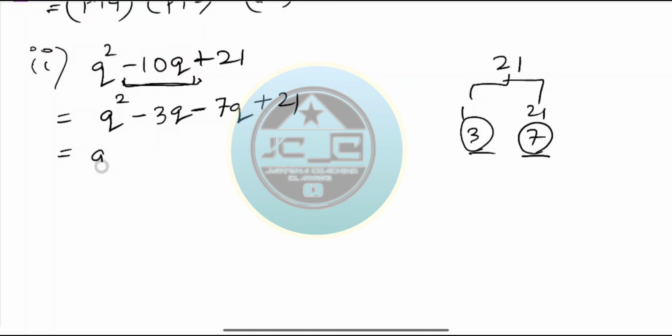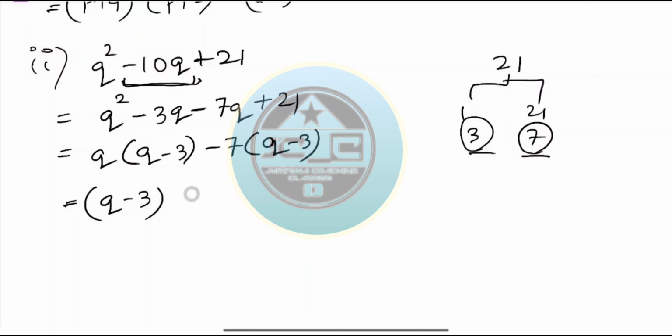You have to take q common out. After taking q you have q minus 3, after taking minus 7 you have q minus 3. You have q minus 3 whole into q minus 7. This is the final answer. And now let's move to the third one.